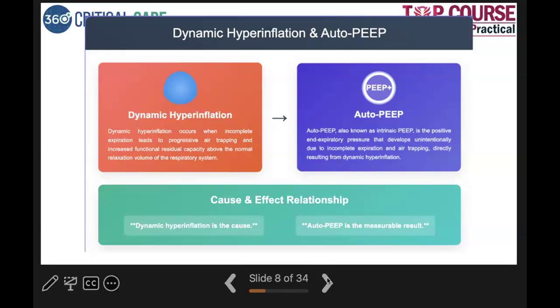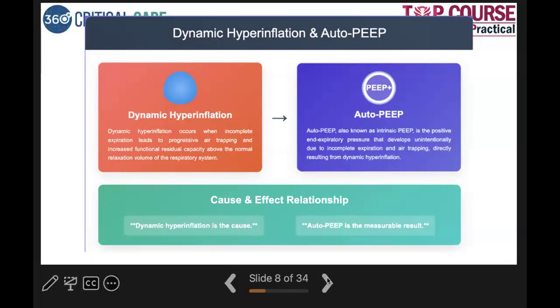When this dynamic hyperinflation happens, there is going to be a positive end expiratory pressure at the alveolar level, which will be even higher than the normal end expiratory pressure. This positive end expiratory pressure that develops unintentionally due to the incomplete expiration and air trapping because of the dynamic hyperinflation is called auto PEEP. Basically, both are the same, where dynamic hyperinflation is the terminology defining the cause of the auto PEEP, and auto PEEP is the effect of the dynamic hyperinflation.